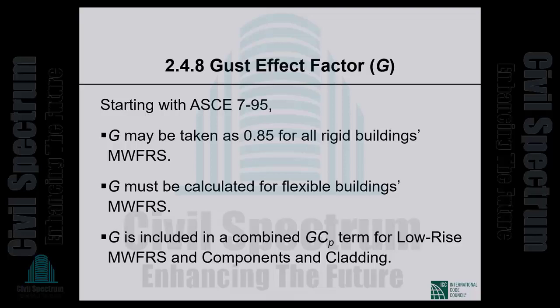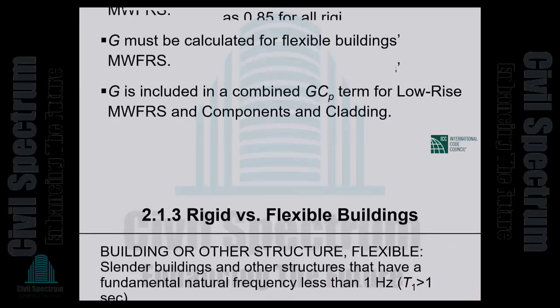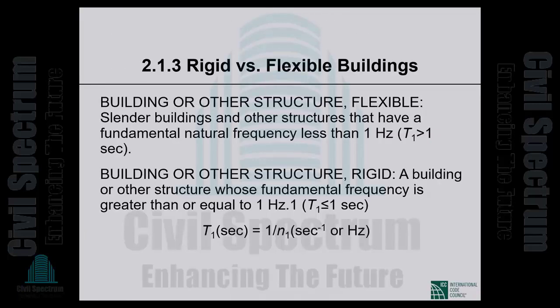So far we have talked about what those are, and that will change right now. So what is a rigid building? What is a flexible building? The definitions are all in section 213 of BNBC 2020. A flexible building is a building that has a fundamental natural frequency less than 1 hertz.